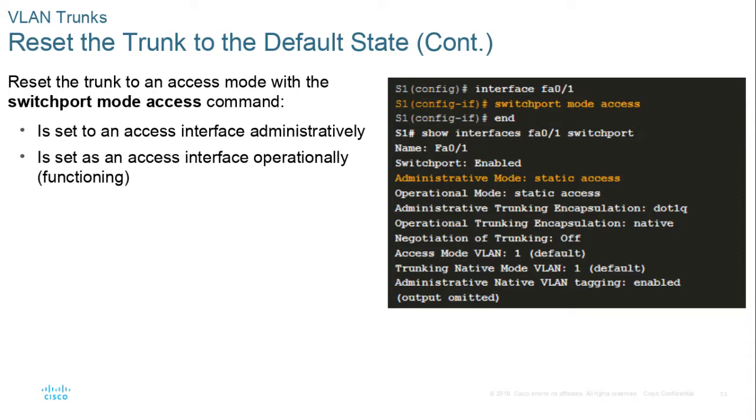Now let's reset the port. I don't want it to be a trunking port. I want it to be an access port now. I had used the command switchport mode trunk. Now I'm going to say switchport mode access. That changes it back. Now if we do show interfaces FA0/1 switchport, it's an access port. An access port goes to a PC or a printer or a server or something of that nature. Trunking ports only usually go from a switch to a switch or from a switch to a router.